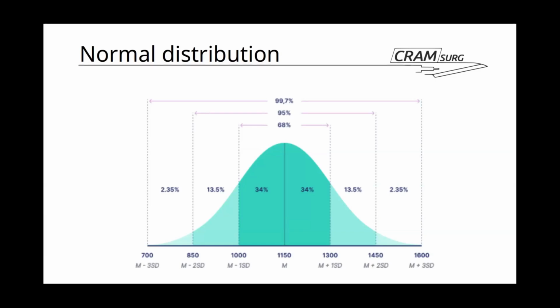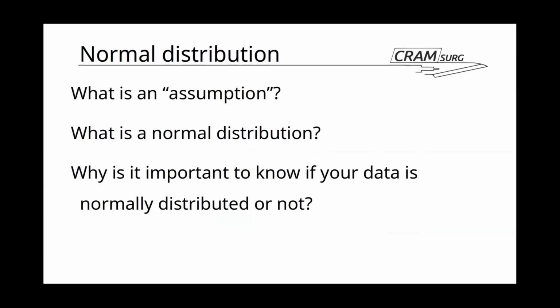Now, we have reviewed what a normal distribution is. So why is it important to know if your data is normally distributed or not? Well, as we've been learning, Gio, because this determines what type of statistical tests you can run on it. So parametric tests for normally distributed data, and then non-parametric tests for non-normally distributed data. So you need it to run the rest of your stats.